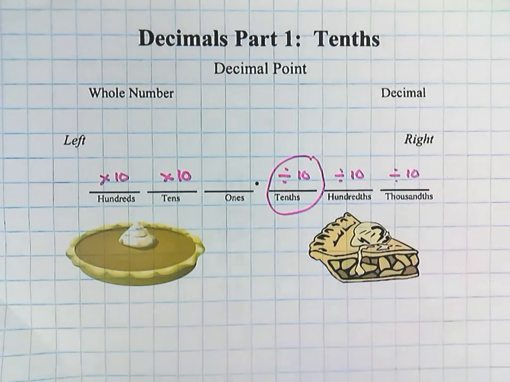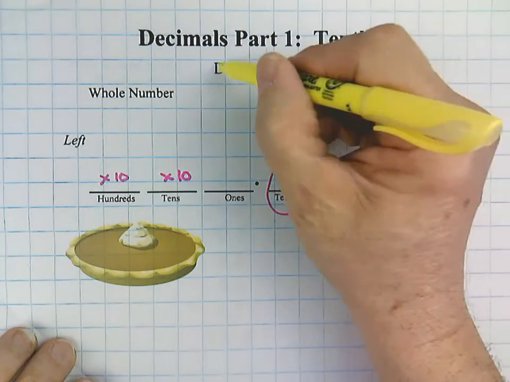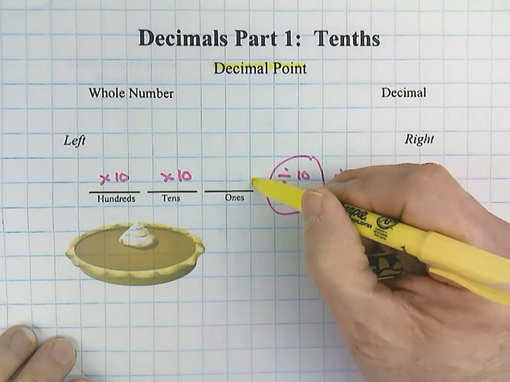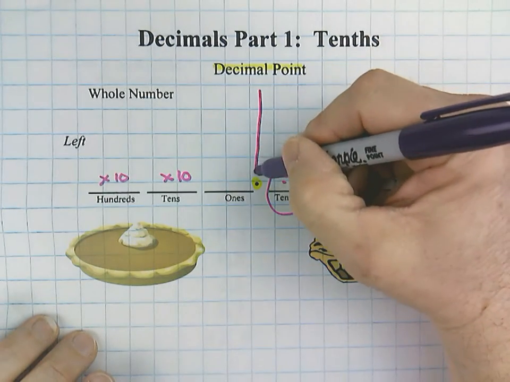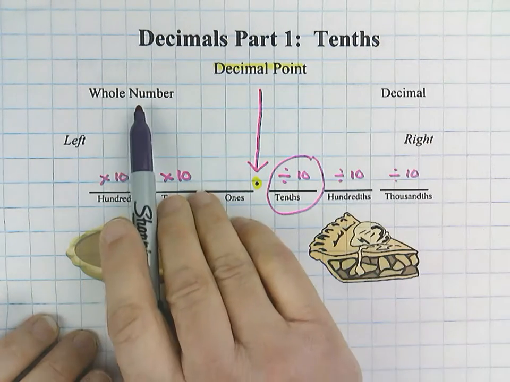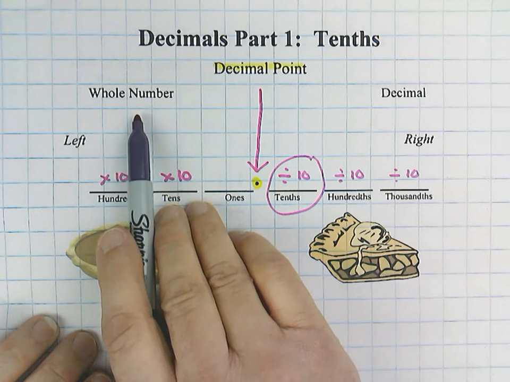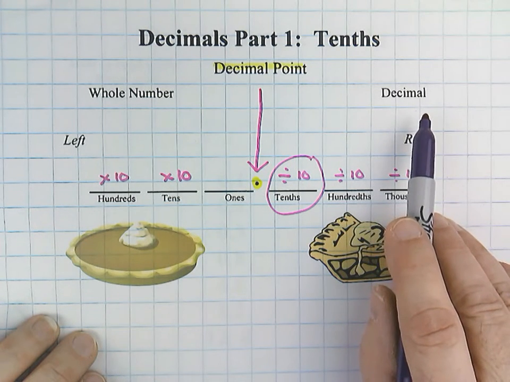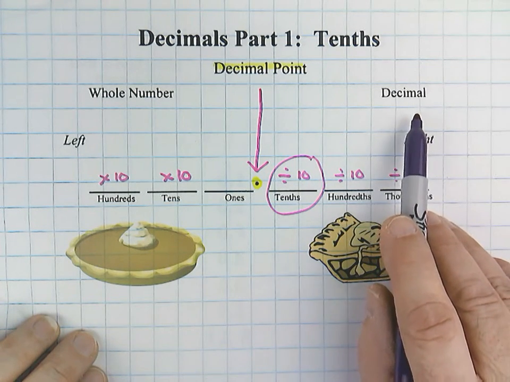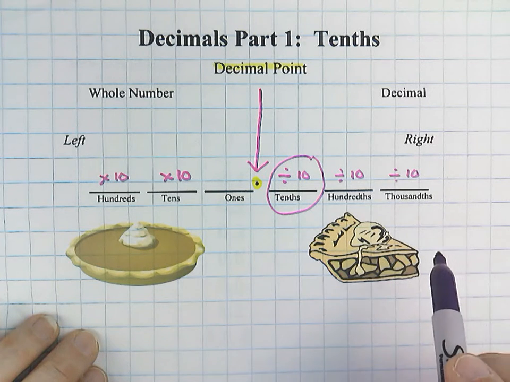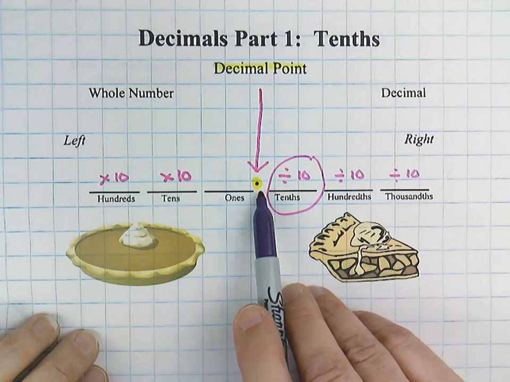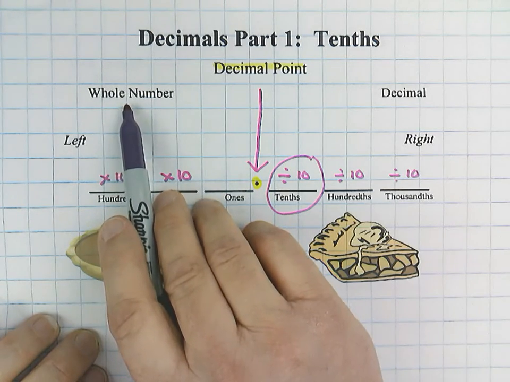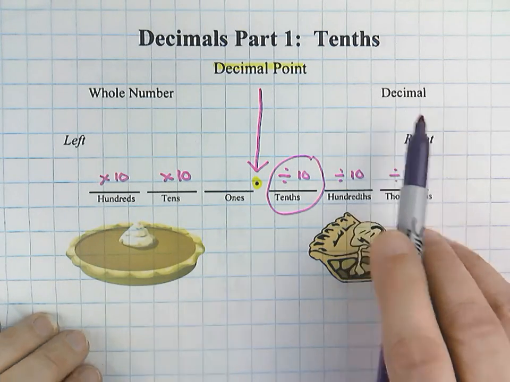Now, the decimal point is really important because it acts as a separator between our whole numbers on the left side and our decimals that show a fraction of a whole to the right side. So our focus today is really paying attention to the decimal because it separates our whole numbers on the left and our decimals on the right.